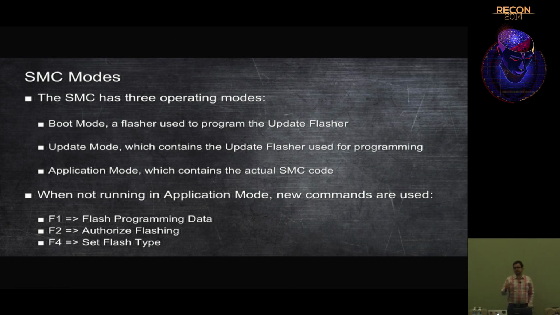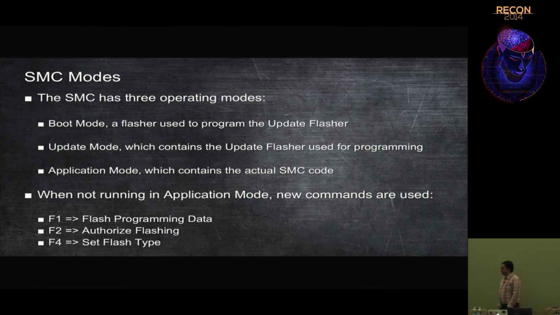And the idea is if you flash complete garbage on a chip, you still have update mode to flash correct stuff. If you flash a garbage updater, you still have boot mode to actually flash a correct updater. And if you flash garbage all over the chip, well, then your machine is dead. So when you're in application mode, you have those previous commands to read keys and write keys. When you're in any of the boot modes or update modes, you actually can flash the processor. So you've got 3 commands: to flash a region of memory, to authorize flashing, and to set the flash type.